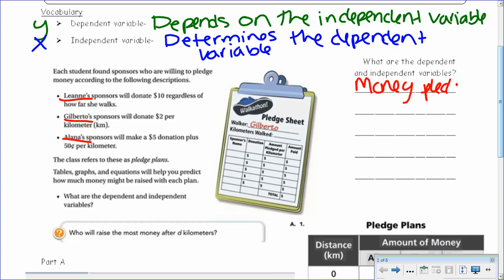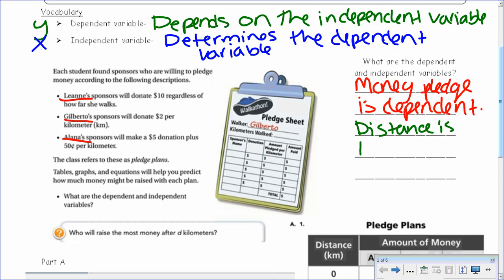So, our money pledge, their agreement that they made, is dependent. It is. And then the distance, how far they walk, like Lily said, is the independent. Now we determine those.